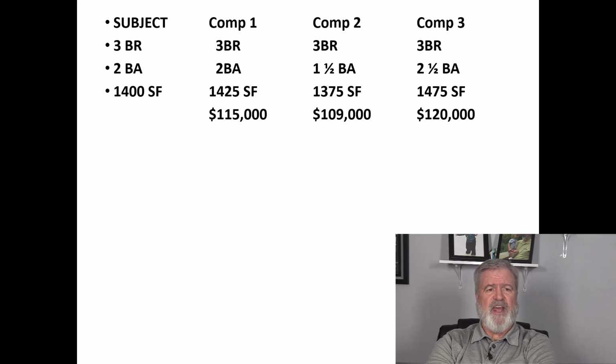Looking on the left-hand side, that's the subject property I'm trying to figure out a value for. And my subject property, I know, has 3 bedrooms, it has 2 bathrooms, and there's 1,400 square feet. But then I've researched the market, and I have found 3 similar comps, comparables, that have recently sold. Comp 1, comp 2, and comp 3. And then you can see what the comps have versus the subject, along with what those comps actually sold for.